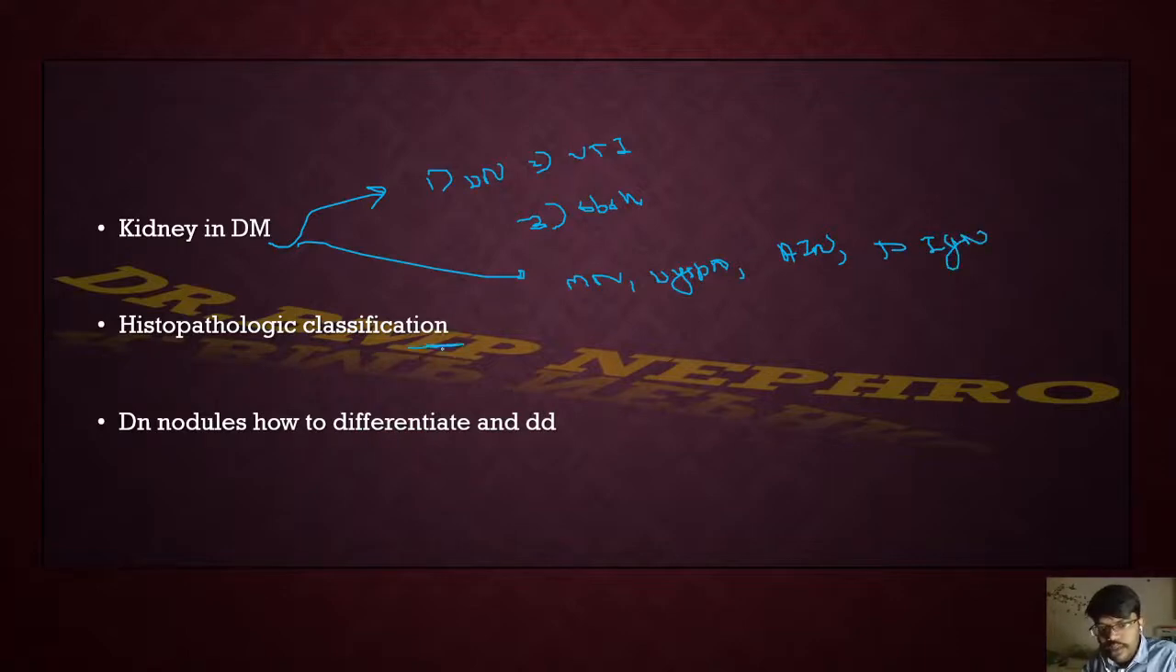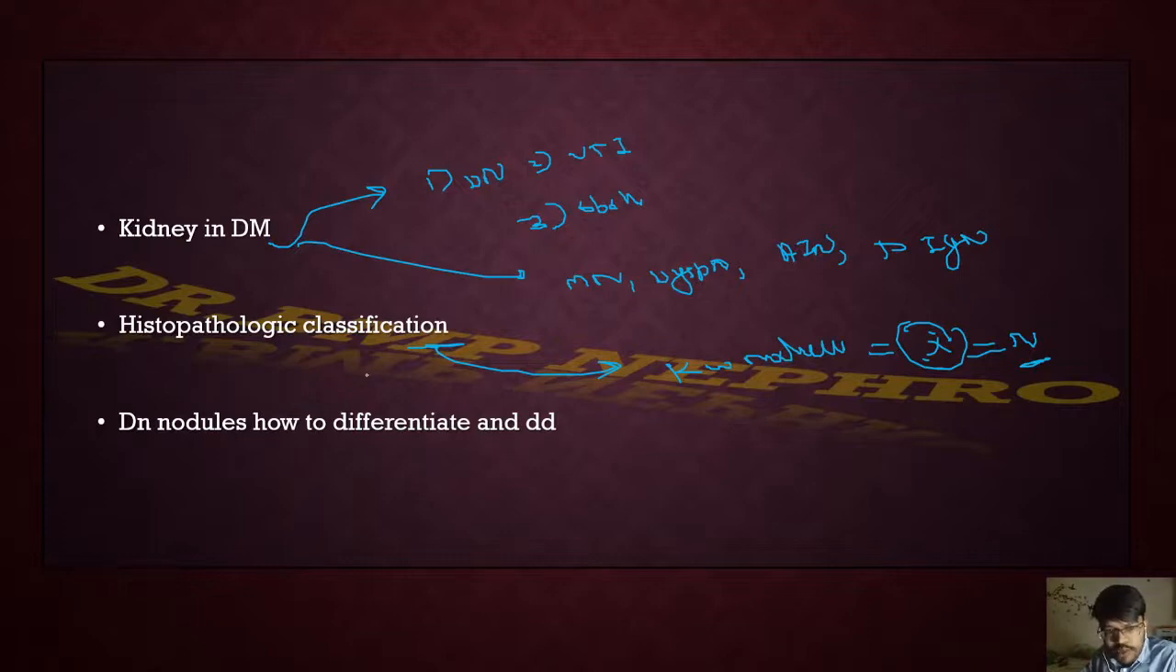And with respect to the histopathological classification, what are Kimmelstiel-Wilson nodules? What is the staging? Staging, I have made a separate video which is in the channel. You can go through that. And what's the normal basement membrane thickness? When will you say the basement membrane is thickened? These are all the common questions that will be asked.